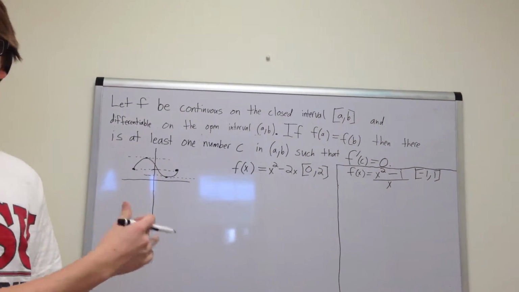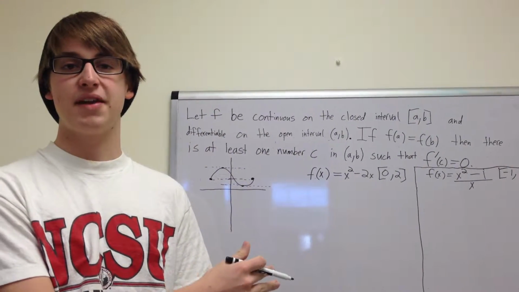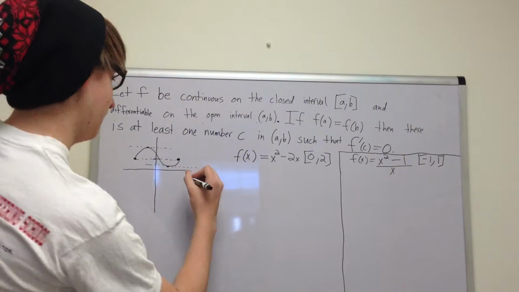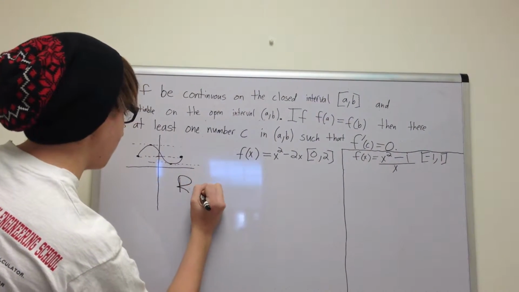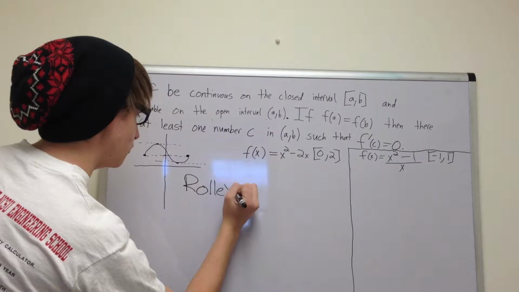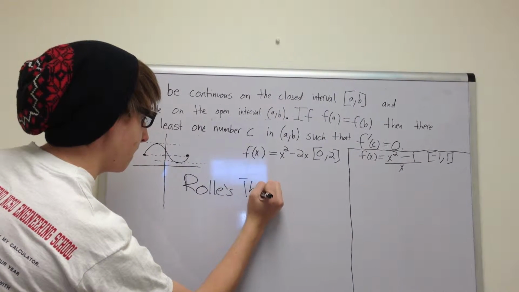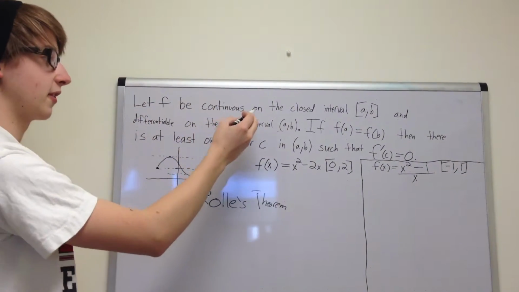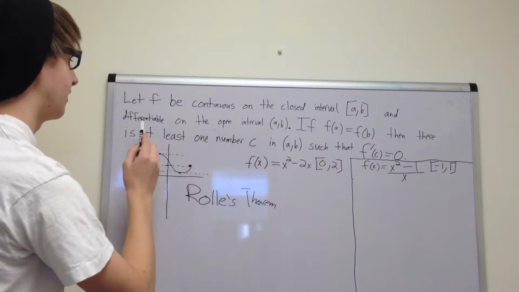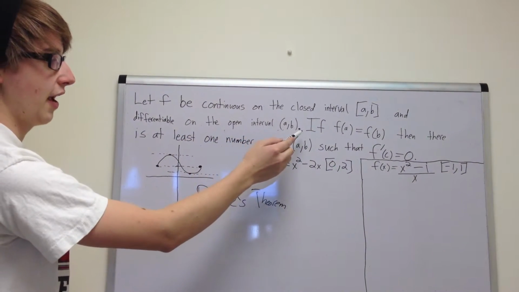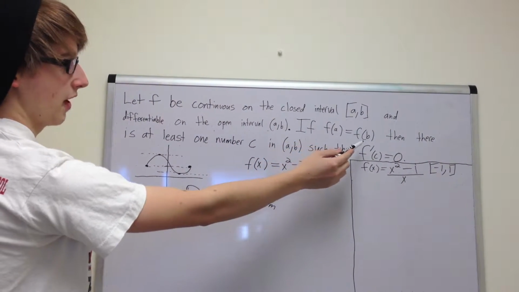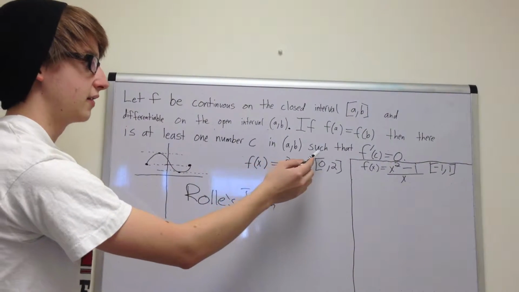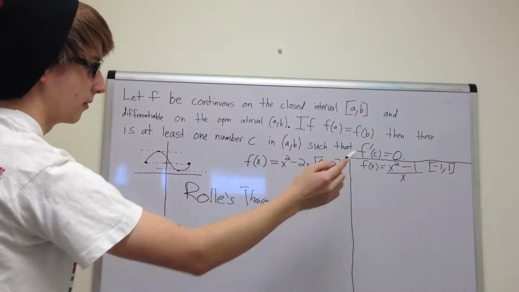We're going to help you out on learning Rolle's theorem and the mean value theorem. So we're going to start off with Rolle's theorem here, spelled Rolle's theorem. And it says, let f be continuous on the closed interval [a, b] and differentiable on the open interval (a, b). If f of a equals f of b, then there is at least one number c in (a, b) such that f prime of c equals 0.